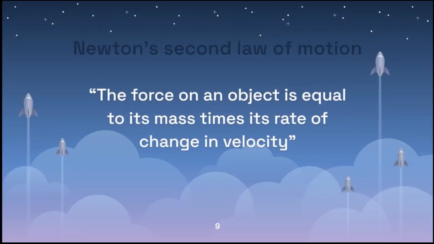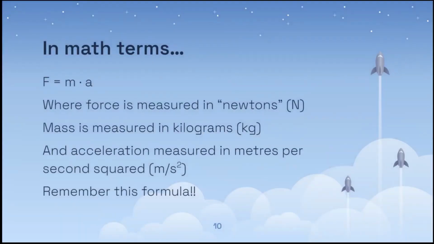Newton's second law of motion. Newton's second law of motion states that the force on an object is equal to its mass times its rate of change in velocity. In mathematical terms, this means that the force is equal to its mass times its acceleration, where the acceleration is the rate of change of velocity or speed of an object.